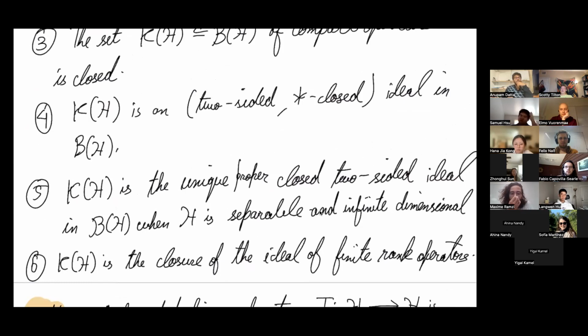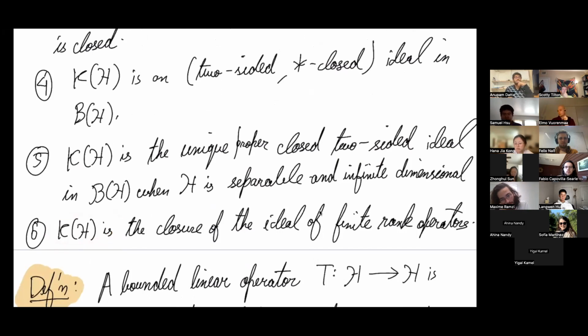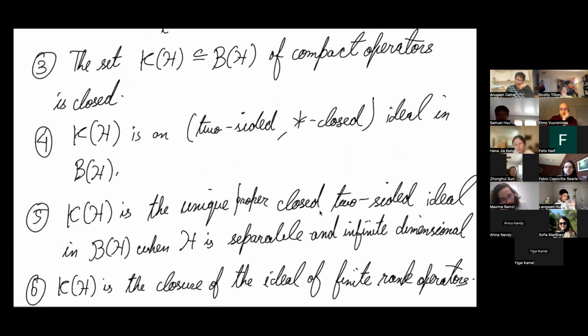But the most important property for K(H), or at least the one which I like the most, is that it is the unique proper closed two-sided ideal in B(H), where H is separable and infinite dimensional. And this is kind of interesting because if you take any closed ideal in your space of bounded operators which is non-zero, then sure, it contains finite rank operators, which you can easily check by just multiplying by a projection onto a finite dimensional subspace. And if you have all the finite rank operators, you can also take their closure. And the point is that this closure is exactly K(H). So you can equivalently define K(H) as the closure of the ideal of finite rank operators. And in particular, this gives the proof of 3.